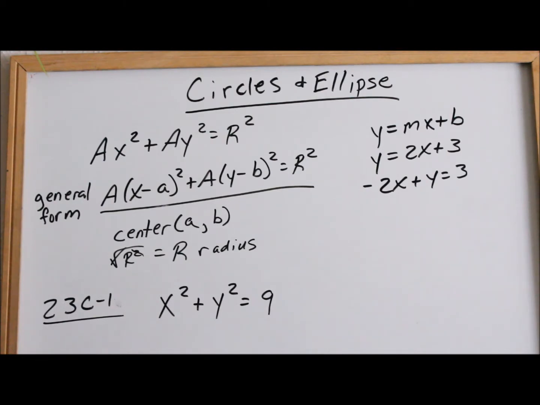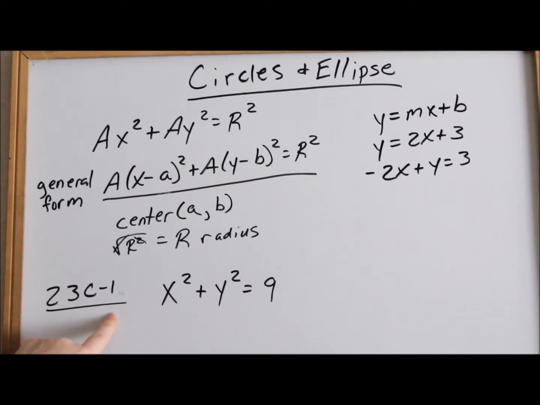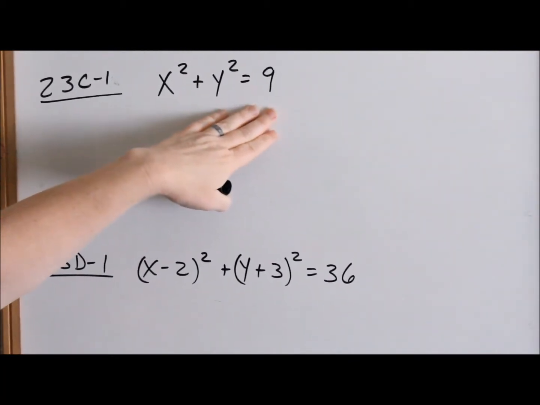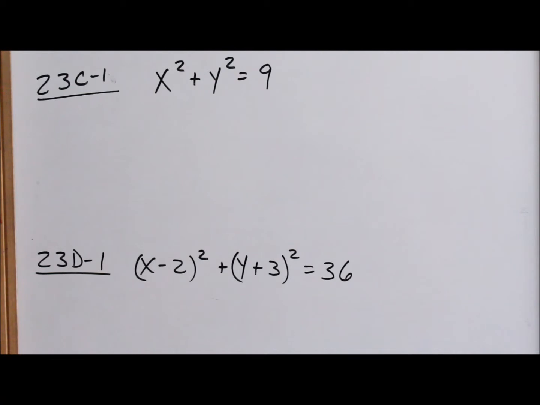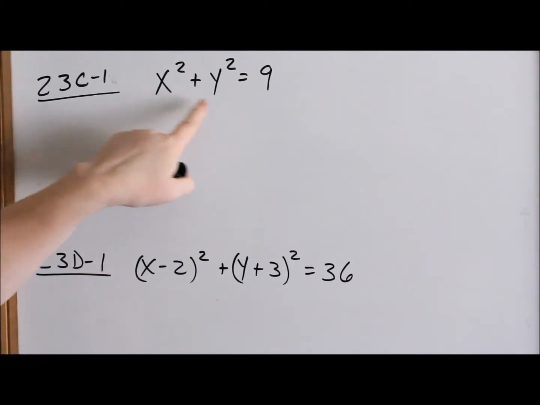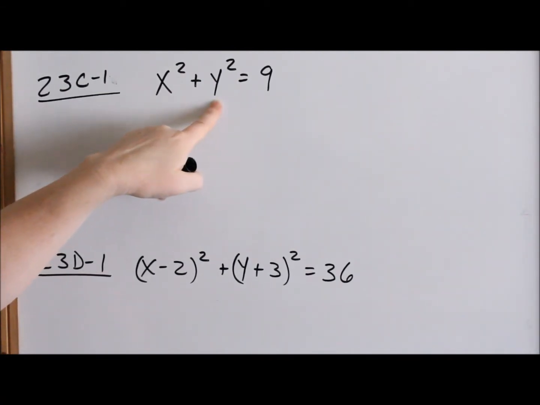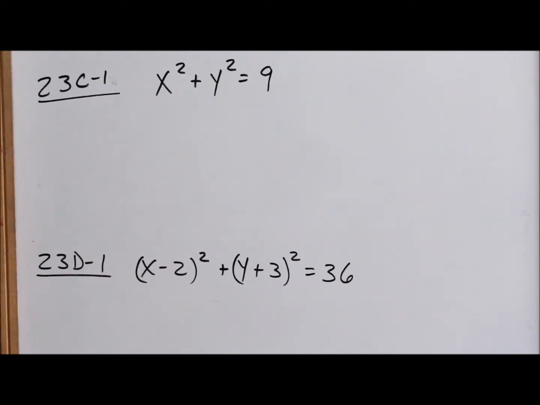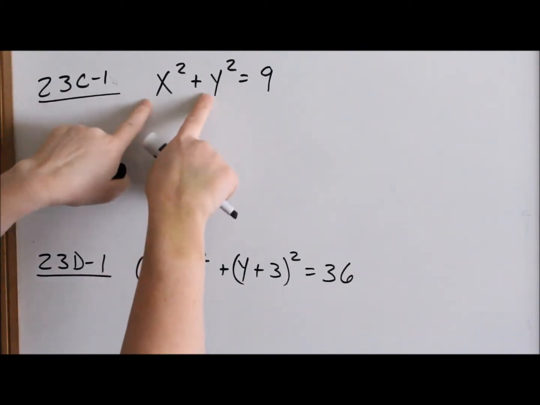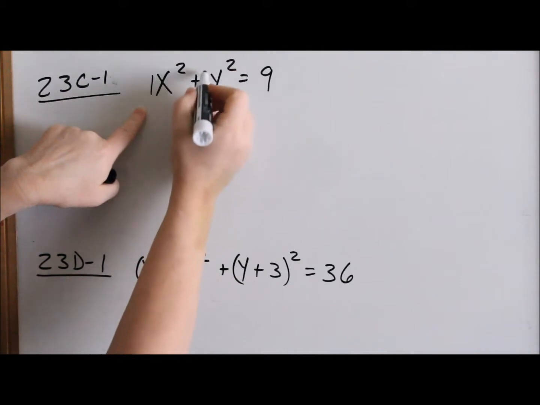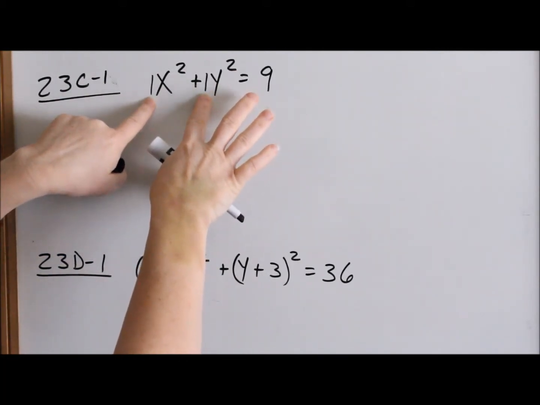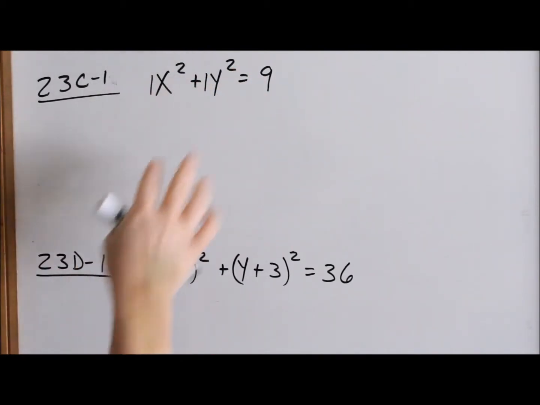So if we look at 23C, number 1, I have x squared plus y squared equals 9. I know it's a circle because I have an x squared term and a y squared term. Lines don't have that. And it's important to know that in a circle, there's a plus sign right here. I also know it's a circle and not an ellipse because my coefficients are the same. There's a coefficient of 1 in front of each of these. For an ellipse, your coefficients will be different. So I know that this is a circle.